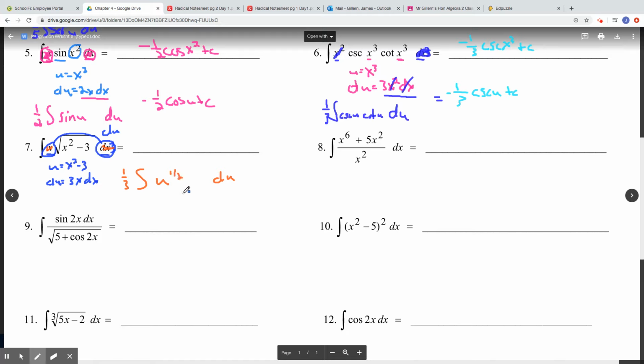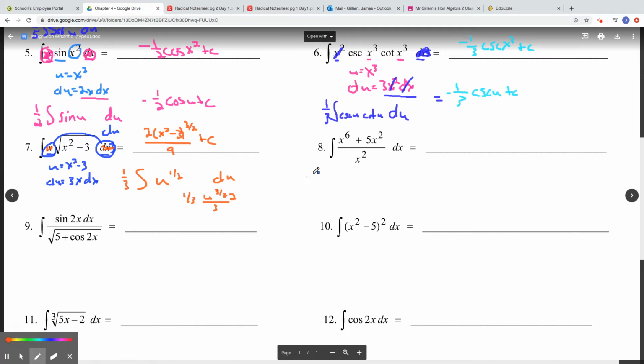And then when I integrate, I get 1/3 u to the 3/2. Whoops, it's an awful 3. And then the 3 goes on the bottom, the 2 goes on top. So I'm left with an answer of 2, parentheses, what's my u, x squared minus 3 to the 3 halves over 3 times 3 is 9 plus c. And there's my answer.